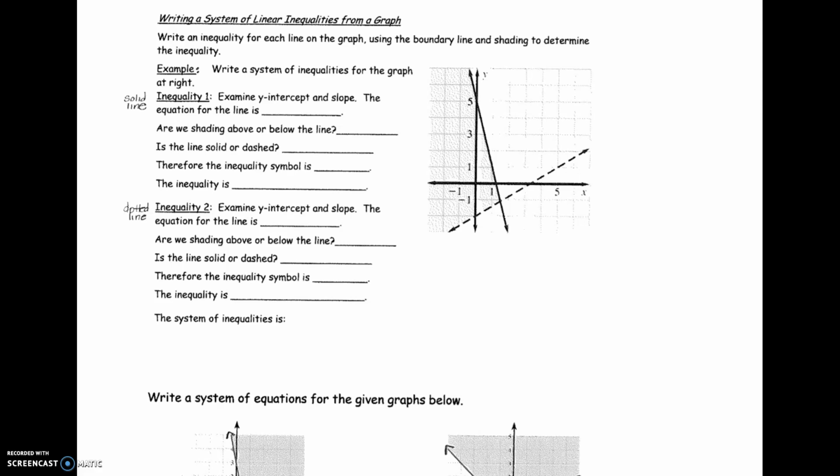Examine the y-intercept and slope. The equation of the line is... okay, so if I look at my intercept on this line here, I know that b is 5. I'll write it over here. To do the slope, let's see, where is it hitting? It looks like it's hitting right there.